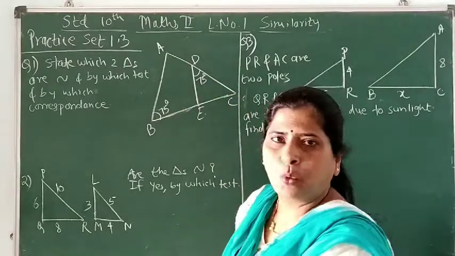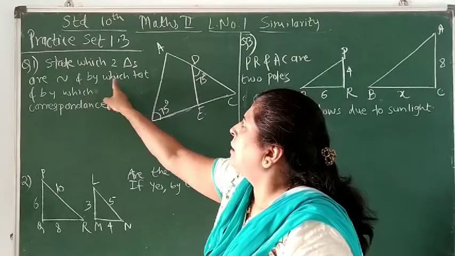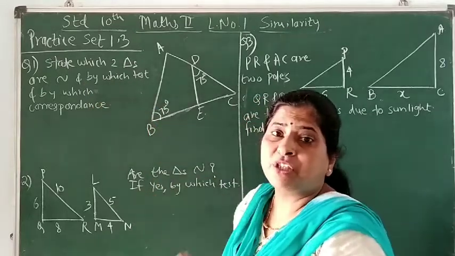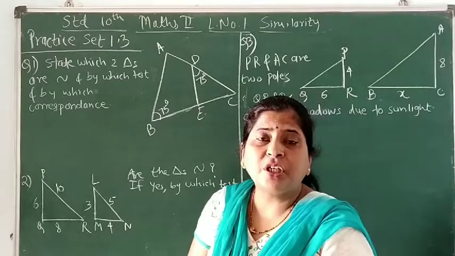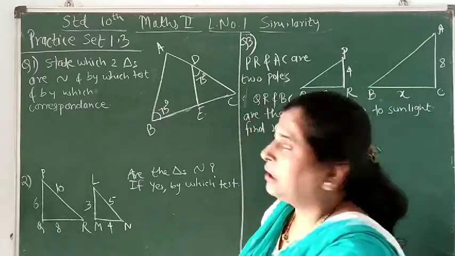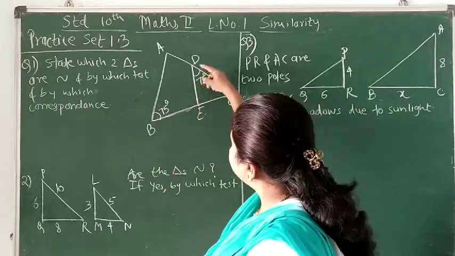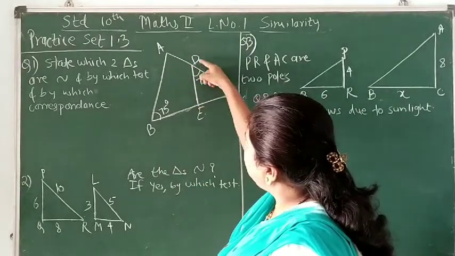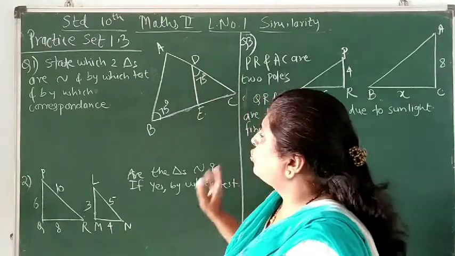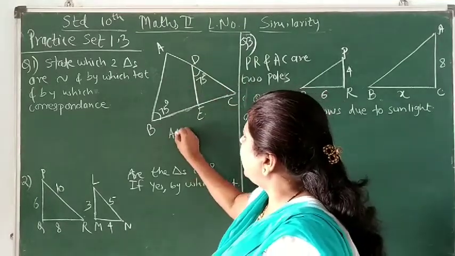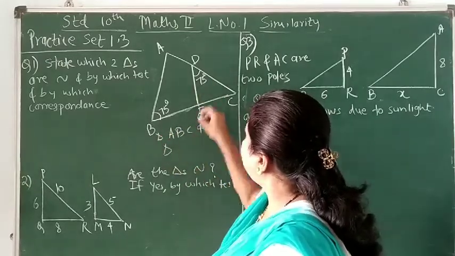This figure is given to us and we have to state which two triangles are similar, by which test, and by which correspondence. So let's first find which are the two triangles in this figure. We can see this triangle ABC, and because of this segment DE, we can get this triangle DEC. So the two triangles are triangle ABC and triangle DEC.